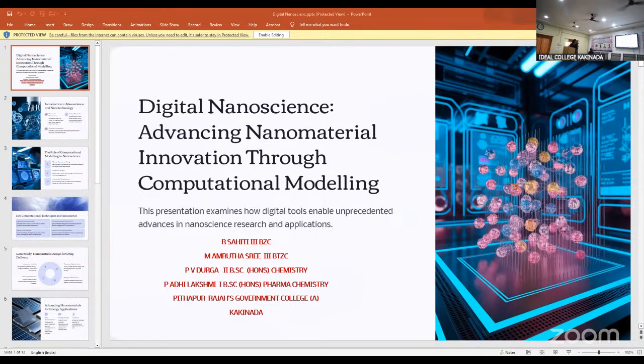Accuracy-cost balance: finding optimal trade-offs between computational precision and resource requirements. Multi-scale modeling: bridging atomic, mesoscopic, and macroscopic scales in unified simulations. Experimental validation: verifying computational predictions against real-world experimental measurements.